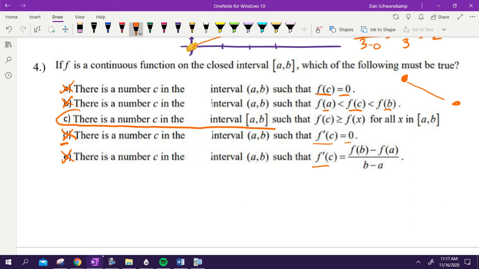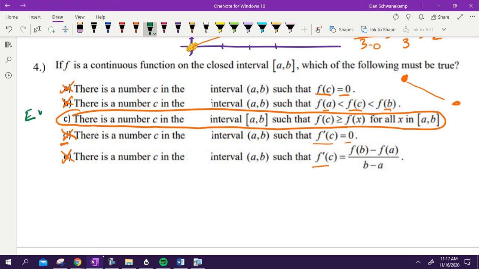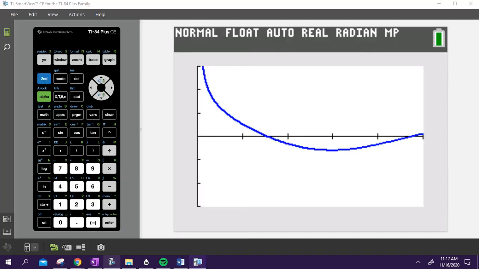There's some number on that interval where the Y value is greater than everything else. What does that mean? If the Y value is greater than everything else, what's that going to be? A maximum. And that one is true by EVT because it's continuous and it's closed. Extreme value theorem says you got to have a max and a min.